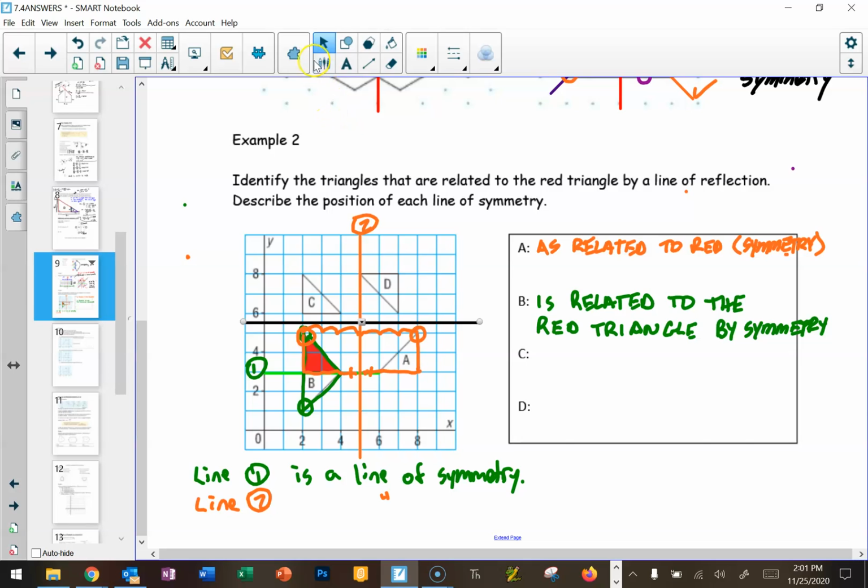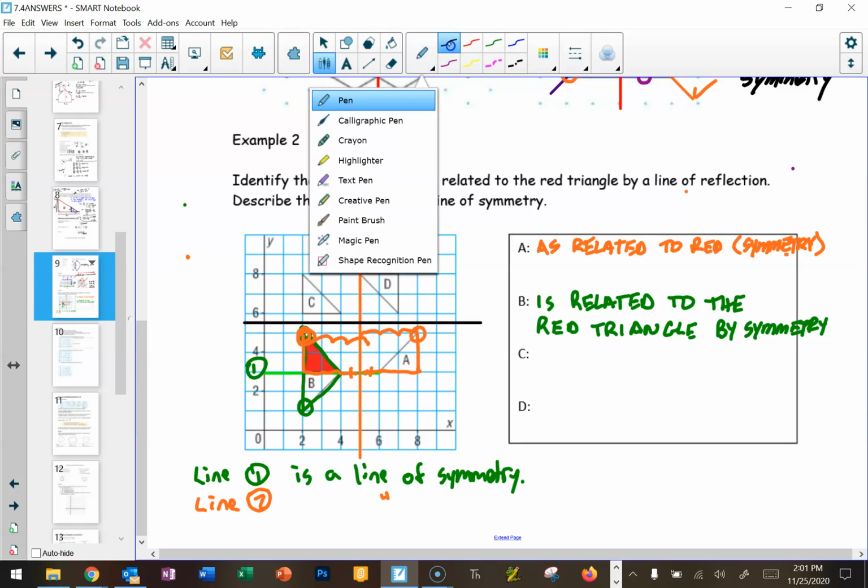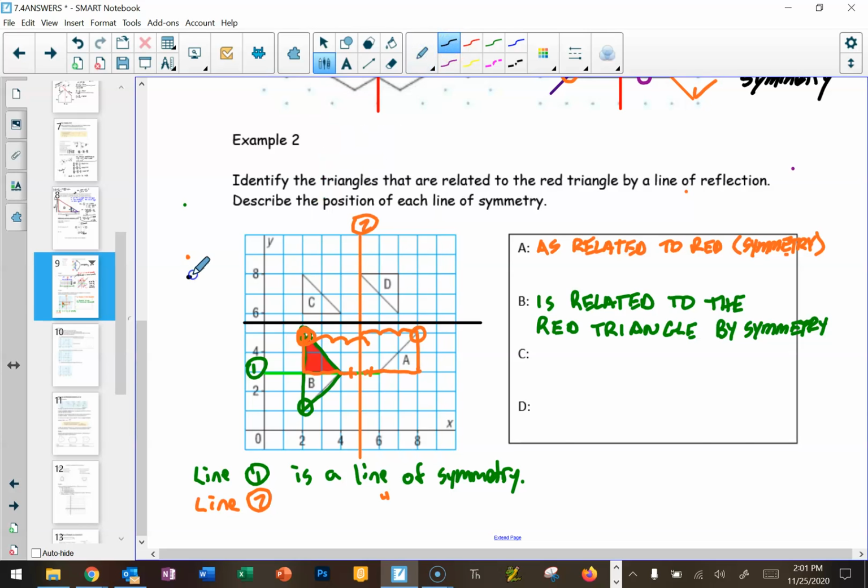Which means that this point at the top of the red triangle, right here, that point right there, get black pen, sorry. This point right here is the same distance away from that black line as this point. However, this does not necessarily make a reflection.